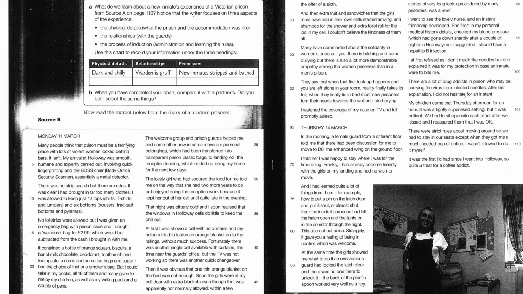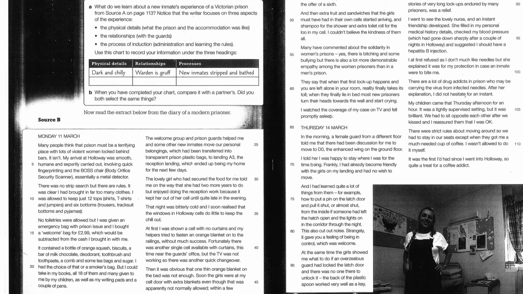For example, how to put a pin on the latch door and pull it shut, or almost shut from the inside if someone had left the hatch open, and the lights on in the corridor through the night. They also cut out noise. Strangely, it gave you a feeling of being in control, which was welcome. At the same time, the girls showed me what to do if an overzealous guard had locked the latch door and there was no one there to unlock it. The back of the plastic spoon worked very well as a key.